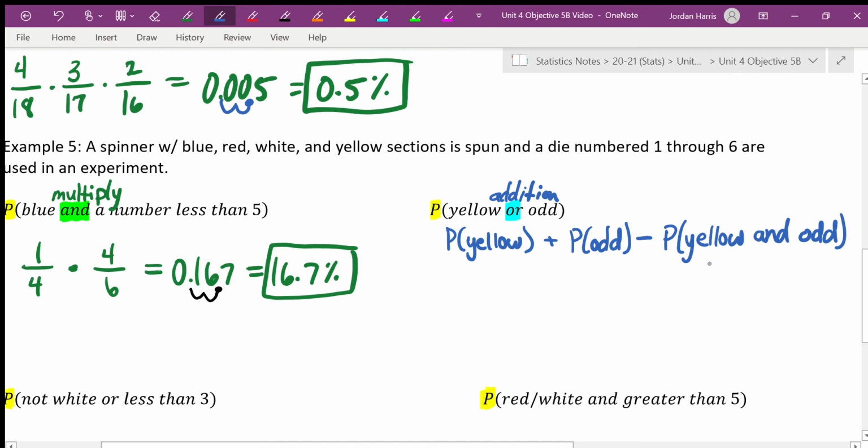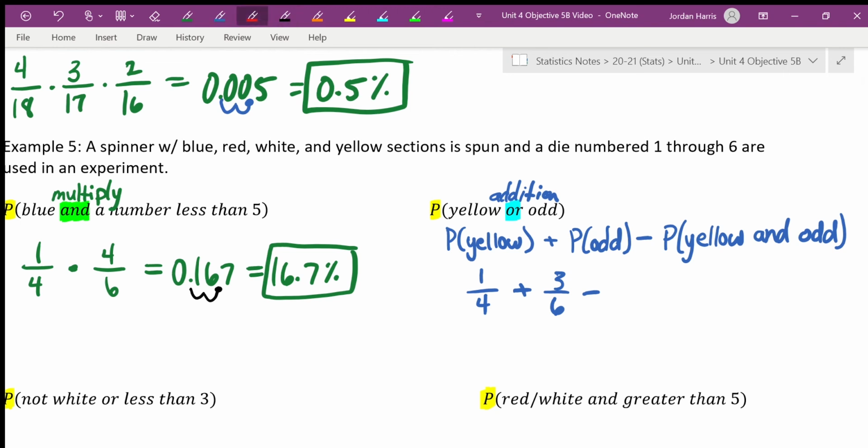So this will be a probability, okay? So start off with yellow. That one's easy. How many sections? I have 1/4. One yellow section out of the 4 possible outcomes. Plus odd. Okay, so my odd numbers are 1, 3, 5, 3 out of 6. Minus the probability of yellow and odd.